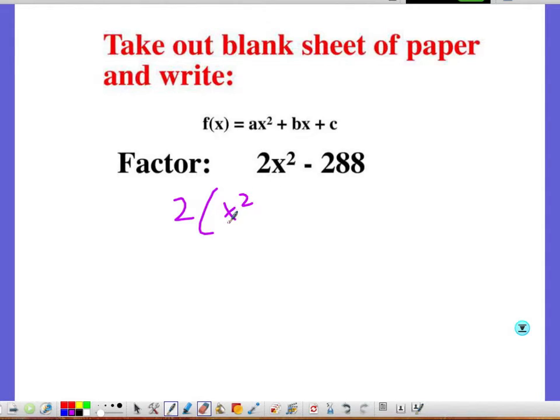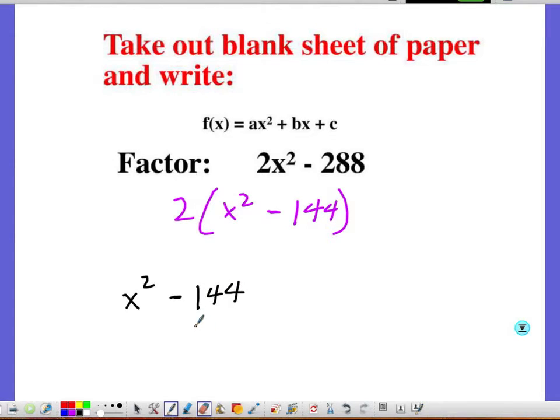So 2 goes on the outside of the parentheses, and I'm left with x squared minus 144. Because when I distribute back the 2, 2 times x squared gives me 2x squared, and then 2 times 144 gives me 288. Alright, so it works out. So what I want to do now is just focus on factoring the inside of the parentheses.